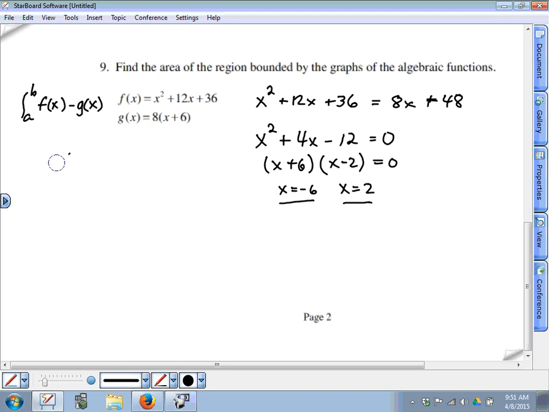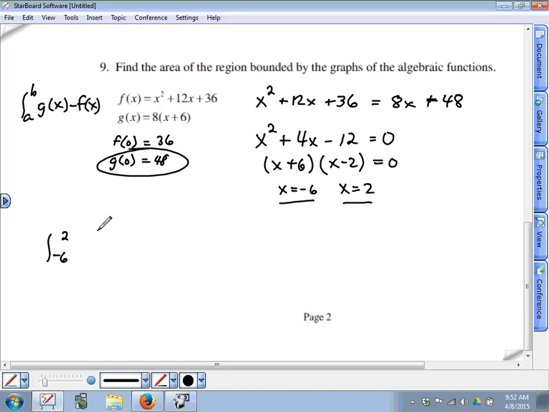So an easy number to plug in between -6 and +2 is 0. If we check f of 0 and g of 0, f of 0 is going to be 36, whereas g of 0 is going to be 48. So the g function is actually the upper function, so I gotta switch this around. It's going to be g of x minus f of x. So it's going to be the integral from -6 to 2 of the g function minus the f function. You gotta subtract the entire function, each term.